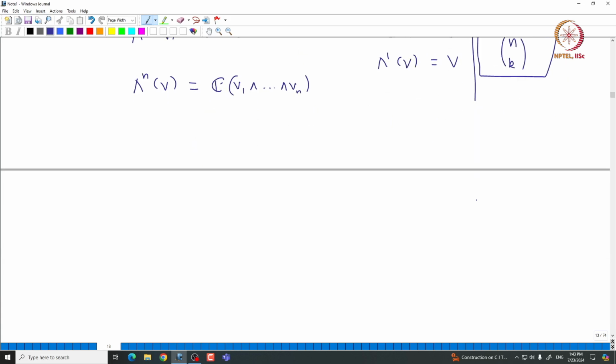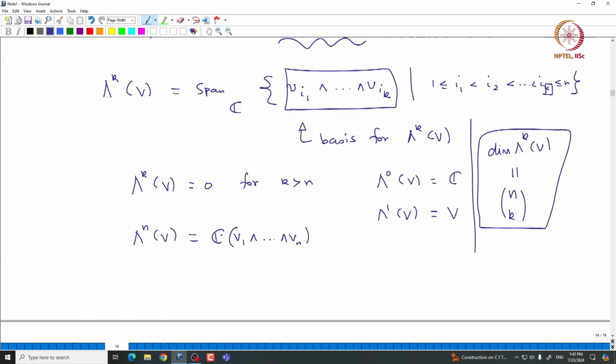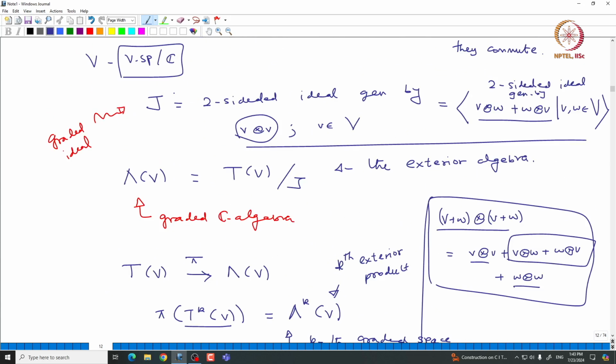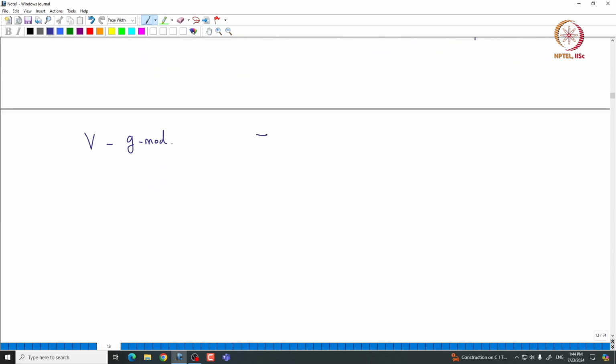Okay. So, now if we start with a G module, let us say V is a G module, then it is not hard to see that the relation that we are going modulo is indeed a G invariant relation. So, the ideal J is G invariant. Why? Because if you apply x to v tensor v, then this is going to give us x v tensor v plus v tensor x v.